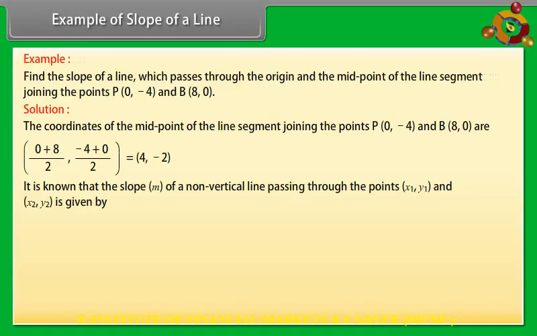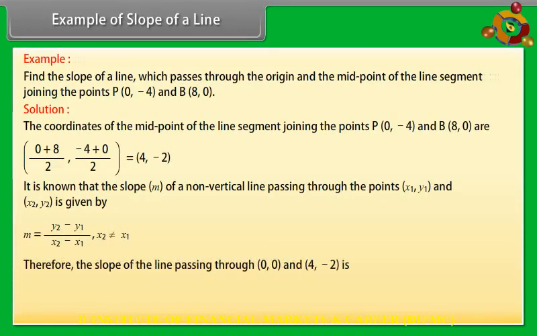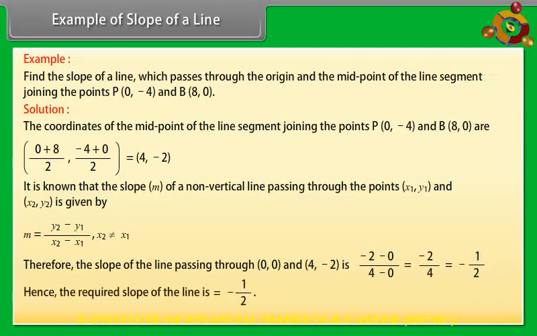It is known that the slope, that is m, of a non-vertical line passing through the points (x1, y1) and (x2, y2) is given by m = (y2 - y1)/(x2 - x1), x2 is not equal to x1. Therefore, the slope of the line passing through (0, 0) and (4, -2) is (-2 - 0)/(4 - 0) = -2/4 = -1/2. Hence, the required slope of the line is -1/2.